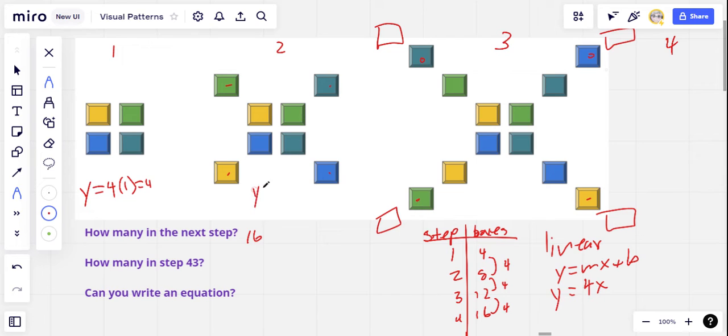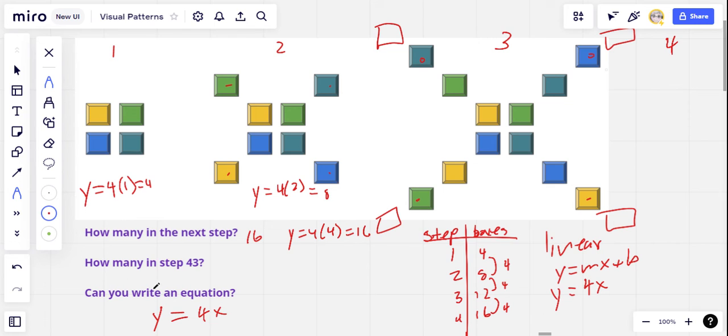Let's try it with 2. So y equals 4 times step 2, you would get 8, and that's how many there are. If you did it with step 4, y equals 4 times 4, you would get 16, and that's exactly what we predicted. So for our equation, I think we can be pretty sure it's just y equals 4x.